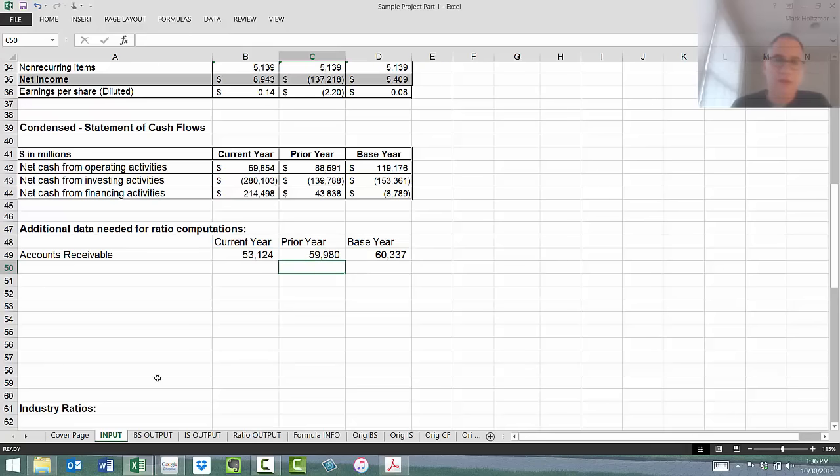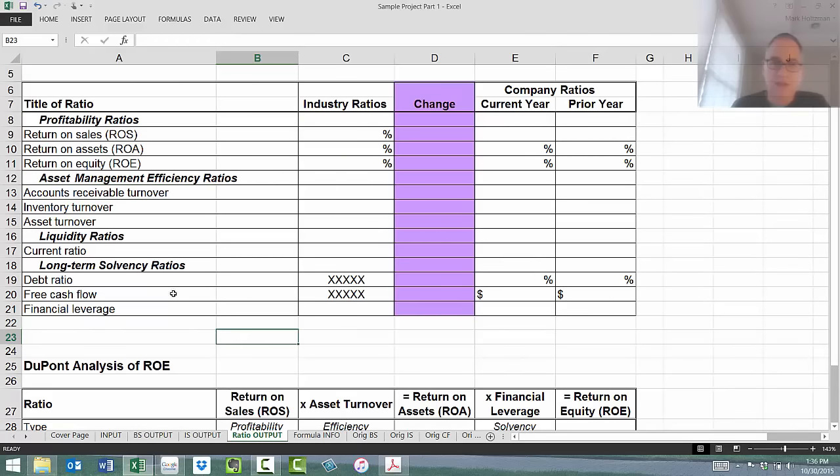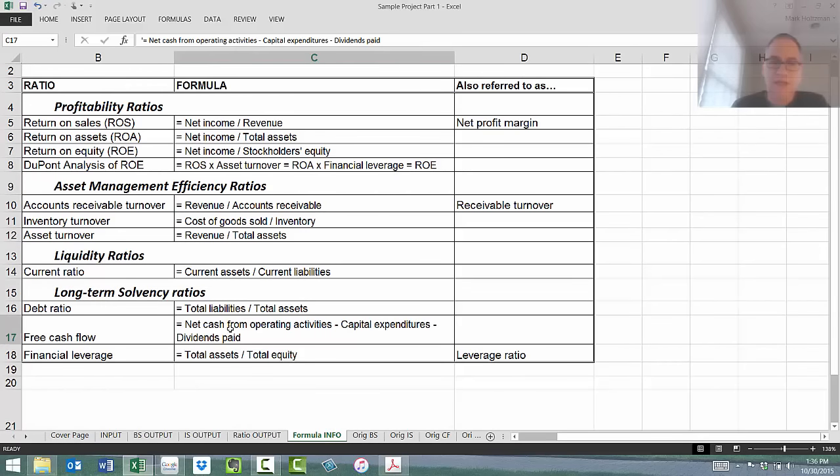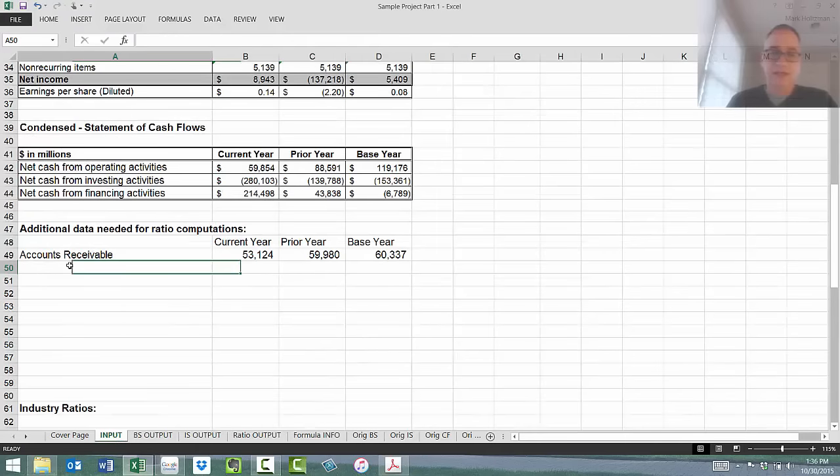And the thing to do here is to determine if there's any other items that you need. I'm not going to tell you what they all are. One thing which does come up, I'll tell you this, is when you're calculating free cash flow, here's the formula. Net cash from operating activities minus capital expenditures minus dividends paid. So we don't have any of those items so far here. So we're going to need both of those: capital expenditures will be one and dividends paid will be another.